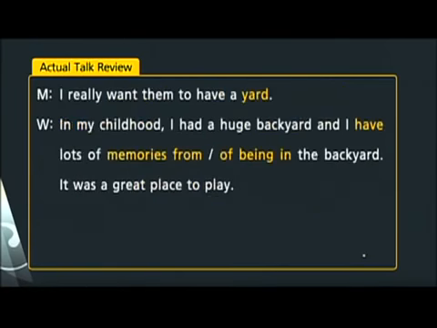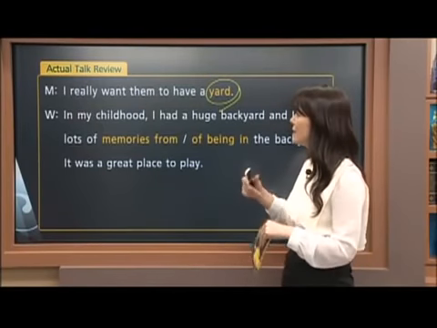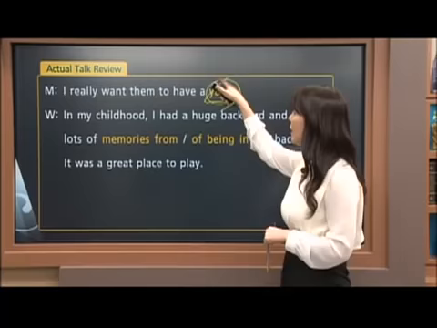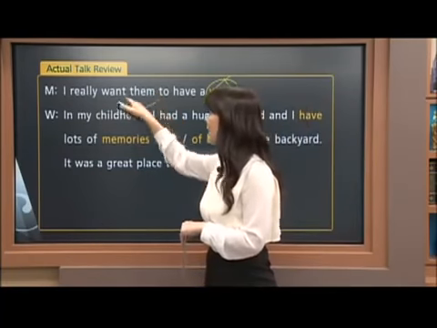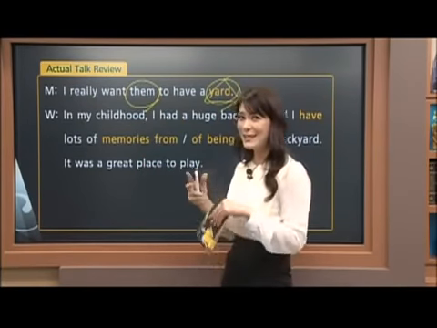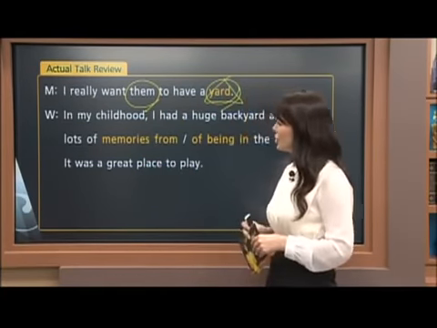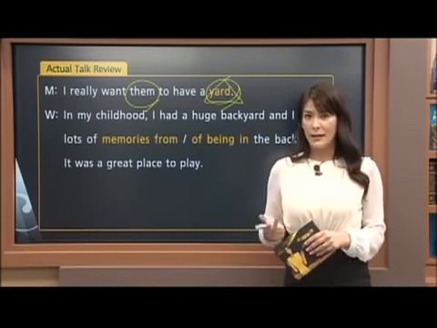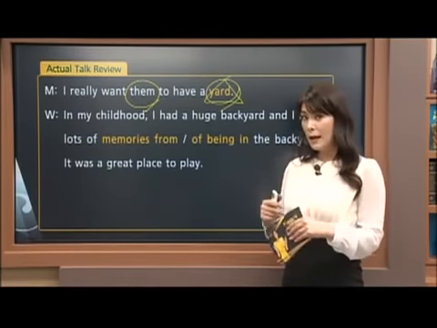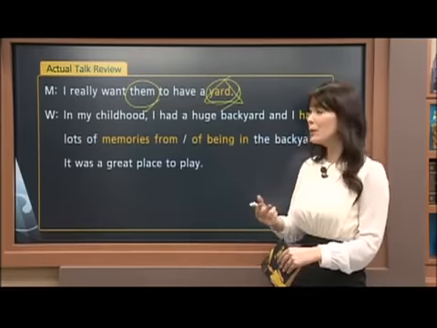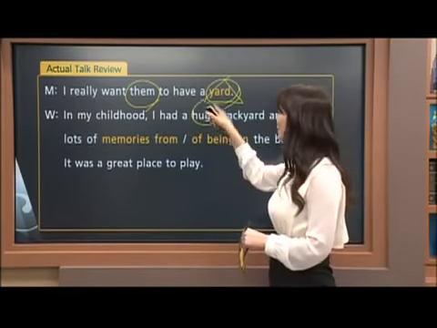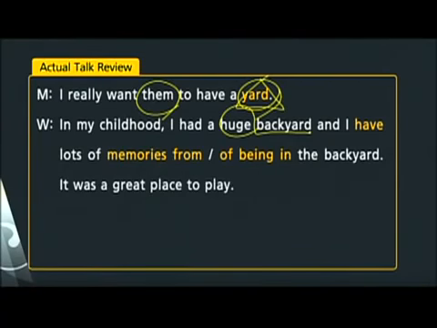an apartment? Now, Peter said, I really want them to have a yard. Now, she asked about Peter wanting to live in an apartment or a house because of the children, so he's talking about having a yard, and them would be his children, okay? His 2 little boys. Now, Rachel finishes off by saying, in my childhood, when I was young, when I was growing up, I had a huge backyard, okay?